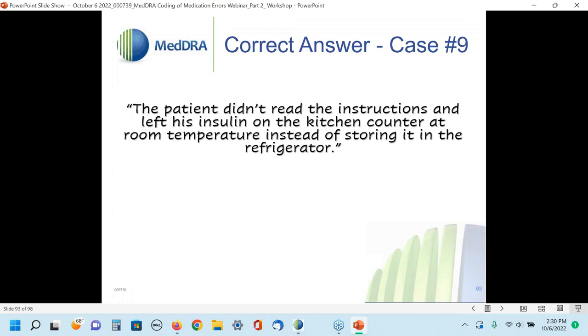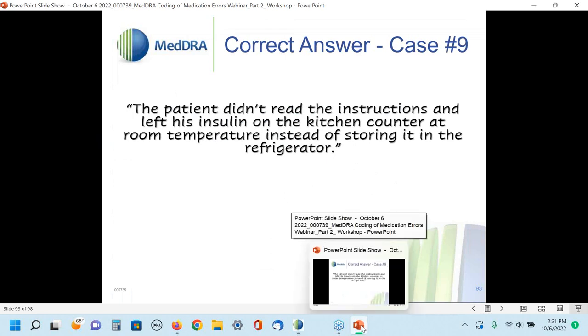So once it's in that environment, it has the potential to be a medication error if the product is not handled properly. On the other hand, prior to that, when it's in the hands of the manufacturer, the wholesaler, the distributor, anything they do wrong is not captured as a medication error. And so that's important here. This was in the hands of a patient. So it is presumably now a situation where it is a medication error, if we believe that is the appropriate term.